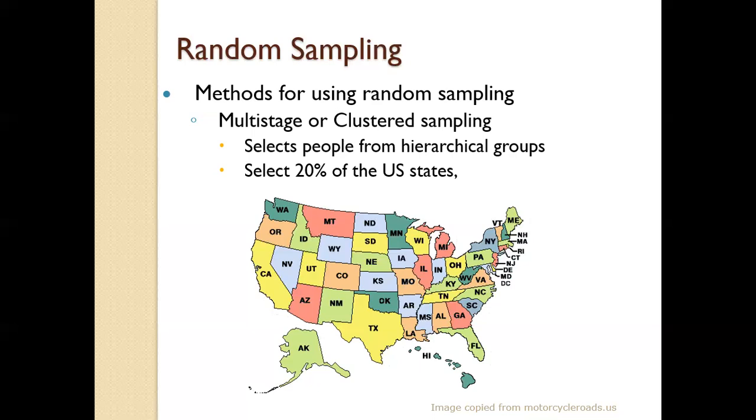My example is sampling from the United States. So my population of interest is people within the United States. However, I know that I can't sample from every single state and every single county and every single block. So what I'm going to do is randomly sample from each of those groups. My biggest level is the US in general, and from the United States, I'm going to randomly select 20% of the states.